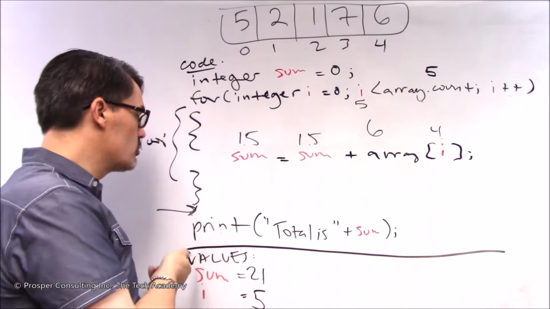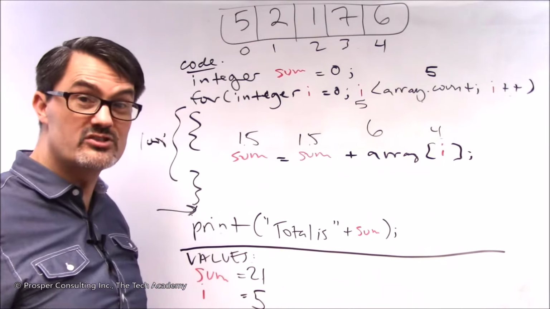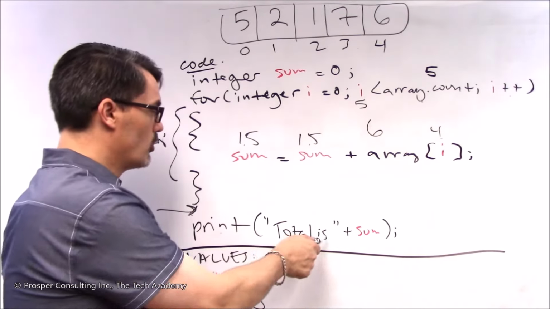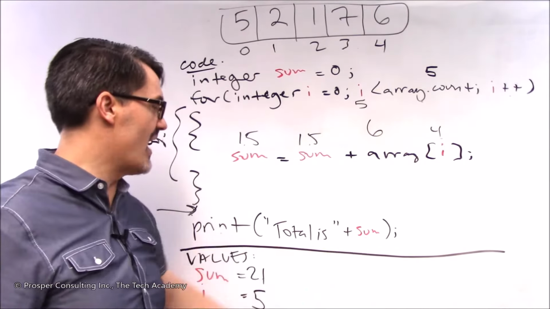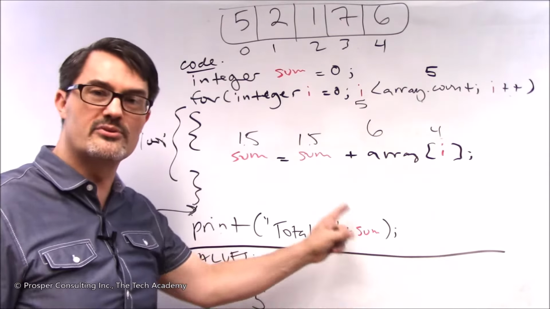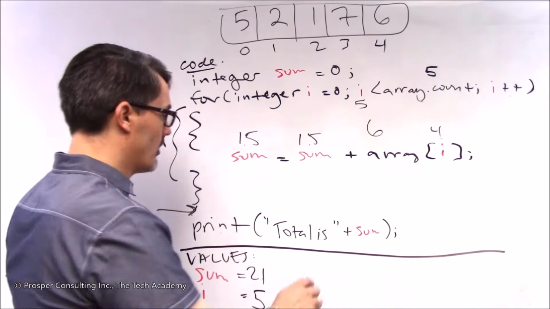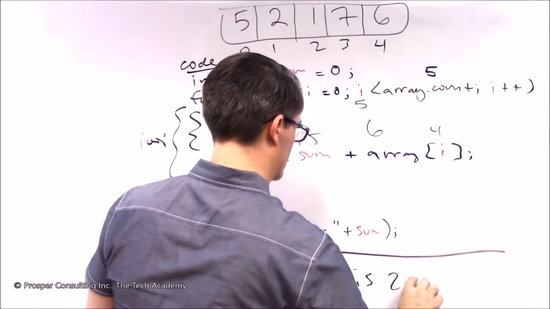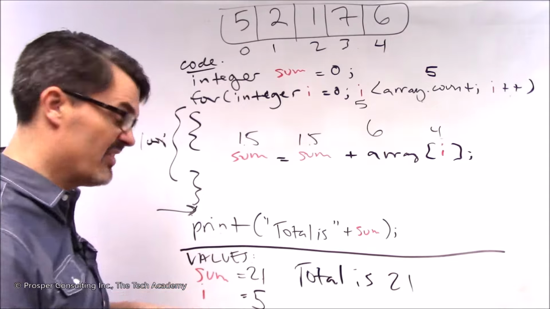So now we come to a really cool instruction I haven't even talked about, but it's pretty straightforward. We're going to print something on the screen. We're going to print "total is", and then we're going to put the value of the variable sum at that point. So on your screen, it will say total is 21. And that's a computer program.